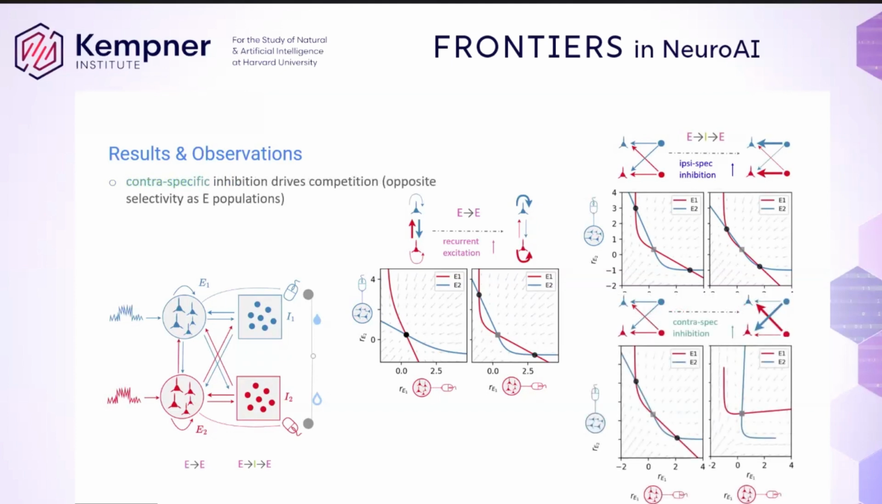And when we add contrast-specific inhibition, which just means that the inhibitory populations inhibit excitatory populations of the opposite choice, this drives competition into the circuit between the two decisions. And in this case, it destabilizes the dynamics by sending the attractor points to infinity.